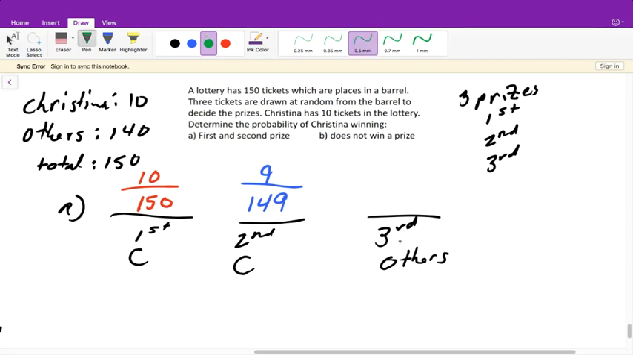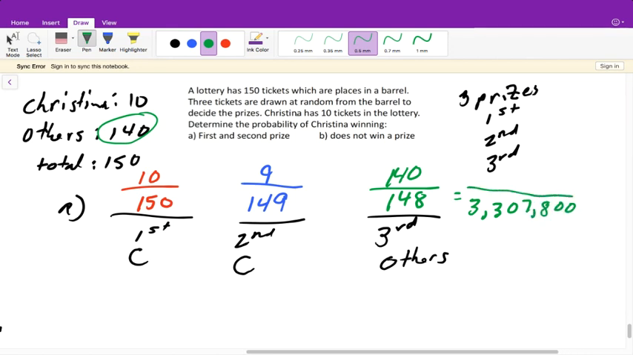So now for third place, we want the others to win. Well, we have a total of 140 tickets for everyone else. So 140. Now we took out 1 ticket, so that made us 149. We take out 2 tickets. That means here we have 148 left over. So then to solve for this one, we just go ahead and multiply across. And this will then give me 3,307,800. Now you guys can reduce this. I'm just multiplying these on my iPhone right now. So that's why I'm not reducing these first, which is then going to give me this larger number.